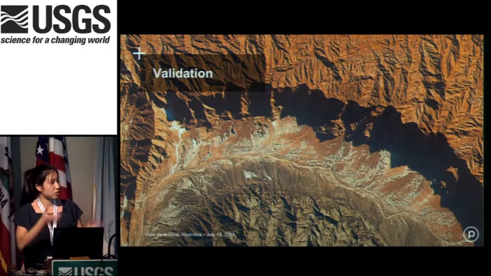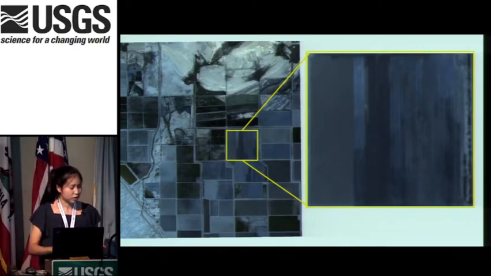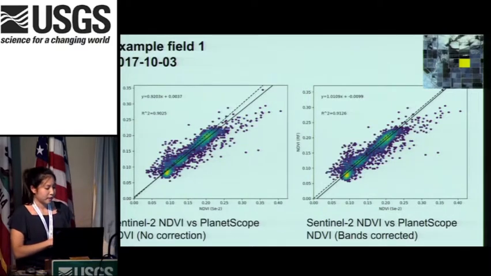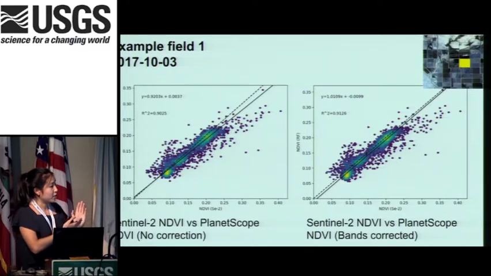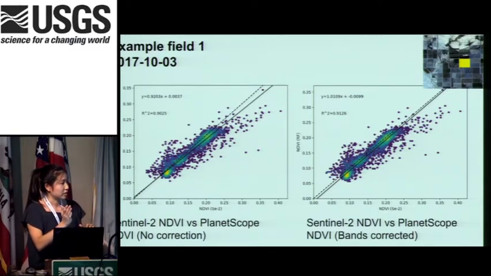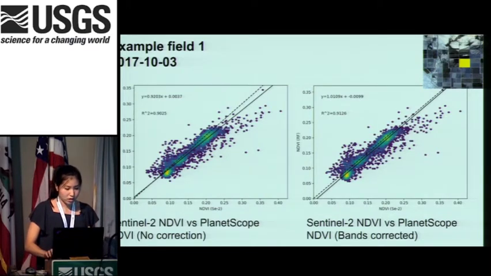So to do a quick validation, we looked at a single field within the AOI. Within this field, what we're seeing on the left is the Sentinel-2 NDVI versus the PlanetScope NDVI with no correction. And on the right, it's the Sentinel-2 NDVI versus the PlanetScope NDVI with the bands corrected using the random forest model. So there's a slight correction there. Looks like it's a little closer to the 1-to-1 line with slightly better R-squared.